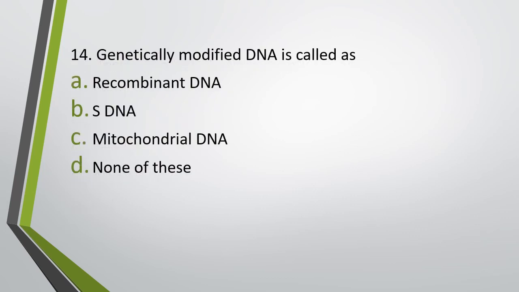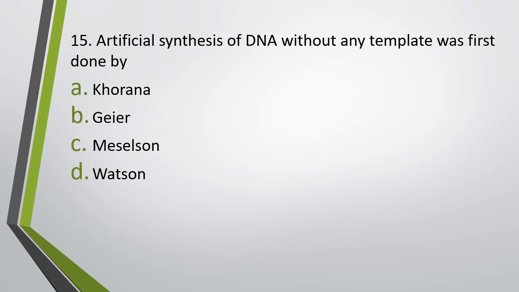Question number 14. Genetically modified DNA is called as recombinant DNA, sDNA, mitochondrial DNA, or none of these. Correct answer is option A, it is called as recombinant DNA. Question number 15. Artificial synthesis of DNA without any template was first done by Khorana, Geer, Michelson, Watson. Correct answer is option A, Khorana.